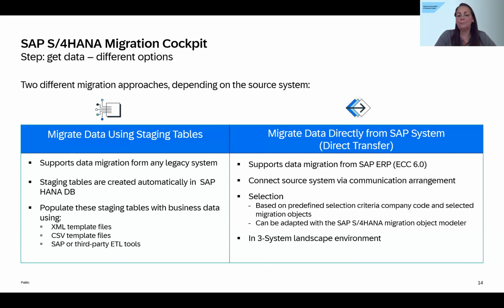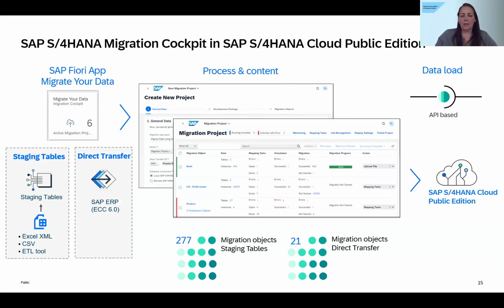And the direct transfer supports the data migration from an SAP system. ECC 6.0 is the limited version we have set here. It's connected via communication arrangement. And here, the Migration Cockpit takes care of the selection, which is based on company code. And what is also important, it's only available on the 3-system landscape environment. So, and this is what Lisa will show you in real life.